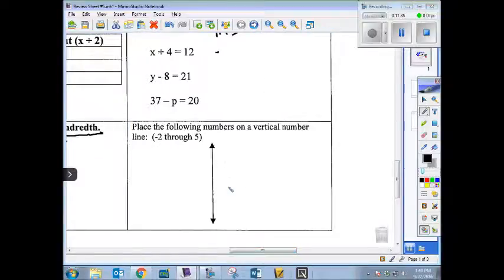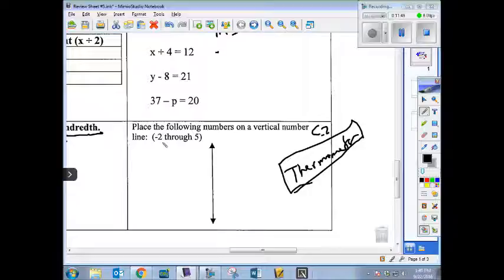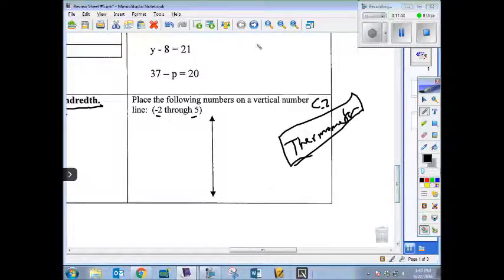This one, drawing a vertical number line. You can look at your Chapter 2 notes to get help with that. That's something we just covered. I'm just going to write this word to maybe remind you. That says thermometer. It's not very neat, but it says thermometer. Think of these as temperatures. Okay. Let's go on to the next page.